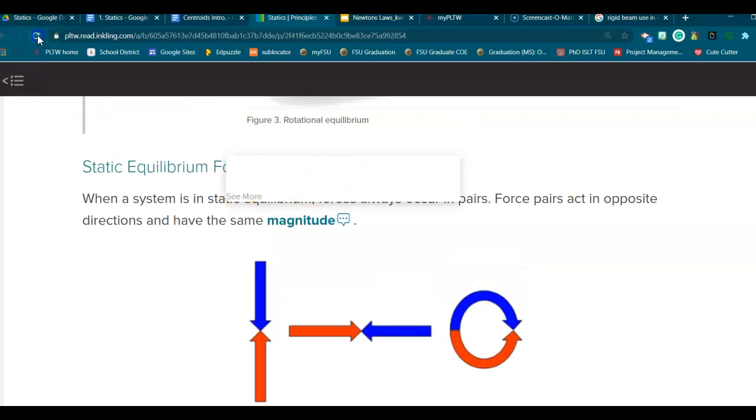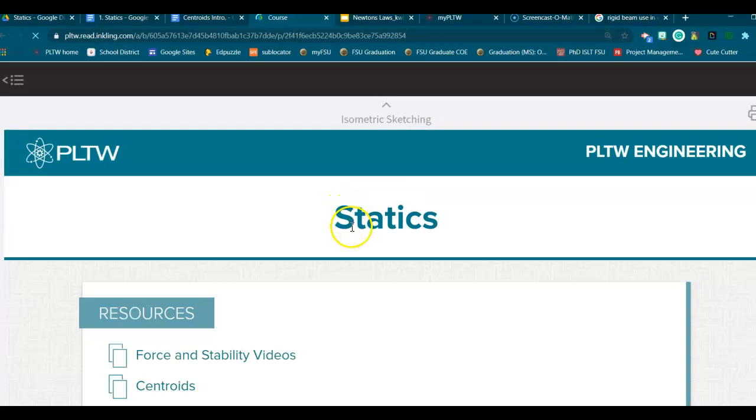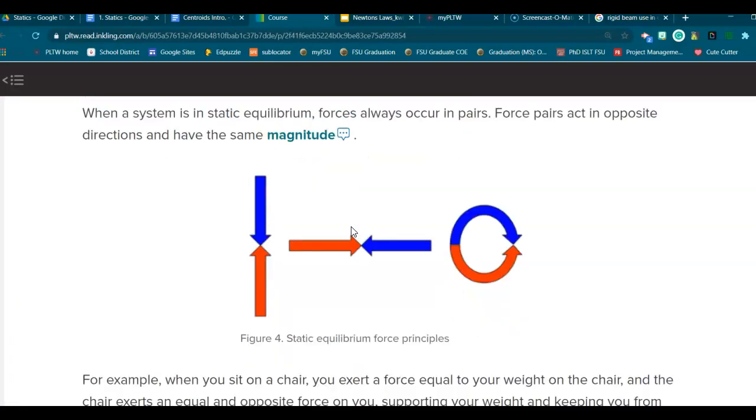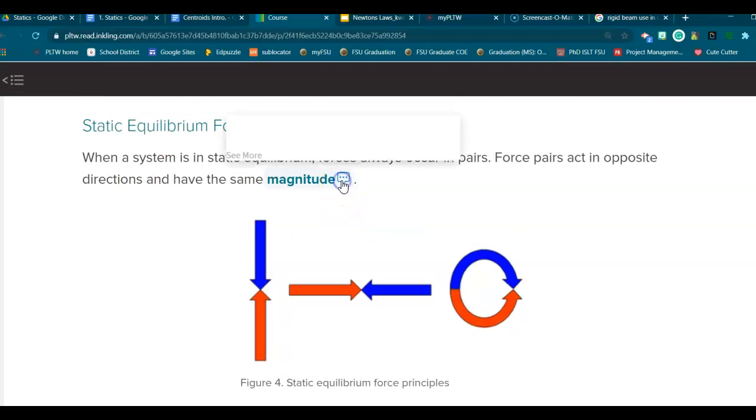Oh, it looks like my definitions have run away from me. Let's see if I can get Inkling to populate itself again. Forgive me, it's easier to reload than to. Nope, not going to do it.